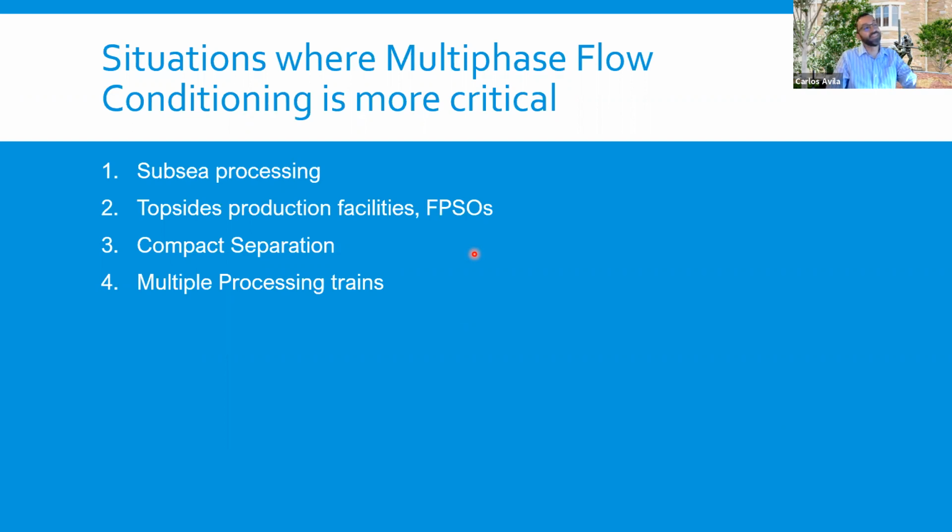Compact separation. So when you have compact separation, these type of separators have very low residence time, and compared to the traditional separators, which may be more forgiving because you have a larger residence time, you want to address it and make sure that you give it a better chance to succeed operationally. And as I mentioned earlier, in multiple processing trains.